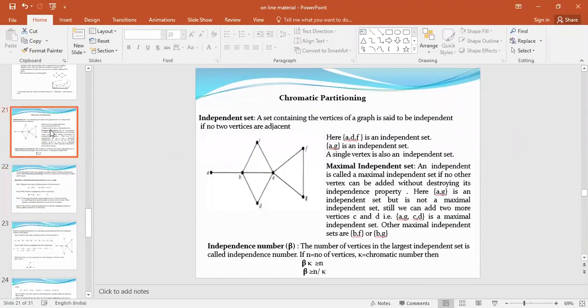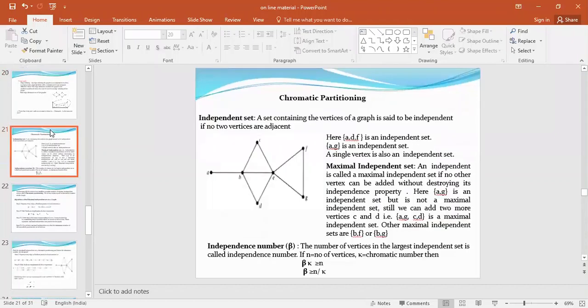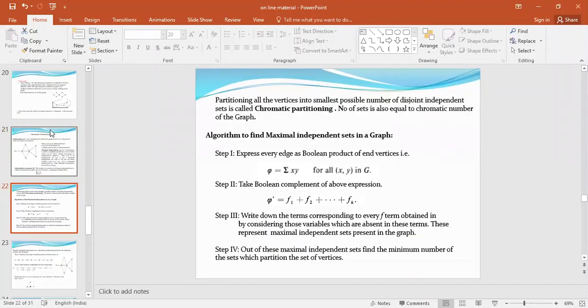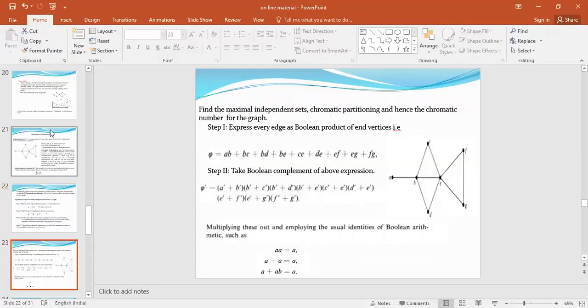Once again, I'm just explaining the main points. First is the independent set, then the maximal independent set, then the chromatic partitioning, and the number of sets in the chromatic partitioning will provide you the chromatic number. So ultimately we are going to develop one algorithm to find the chromatic number. I'm taking the same example, which has 9 edges, so there are 9 terms.